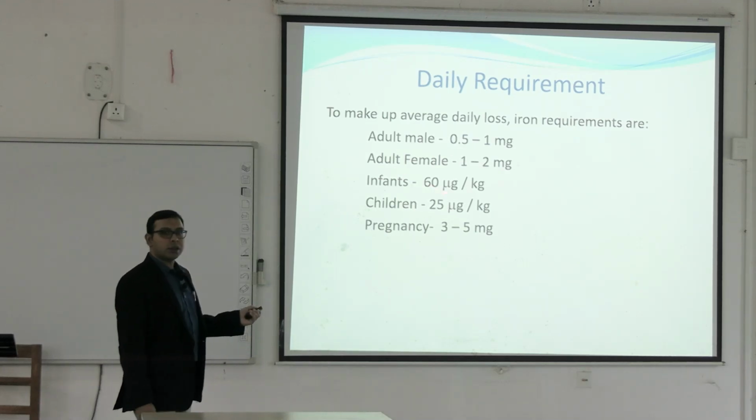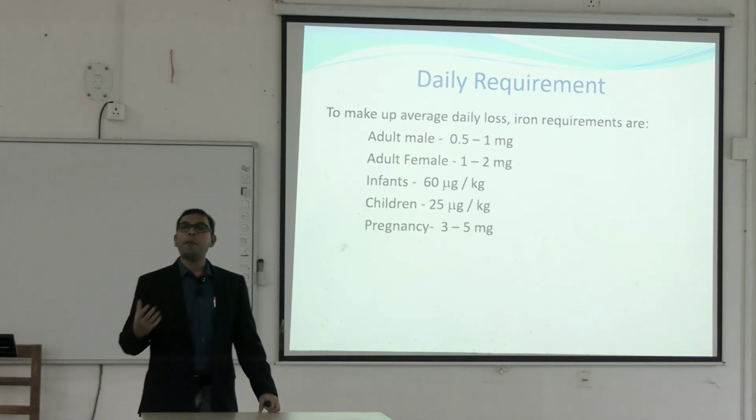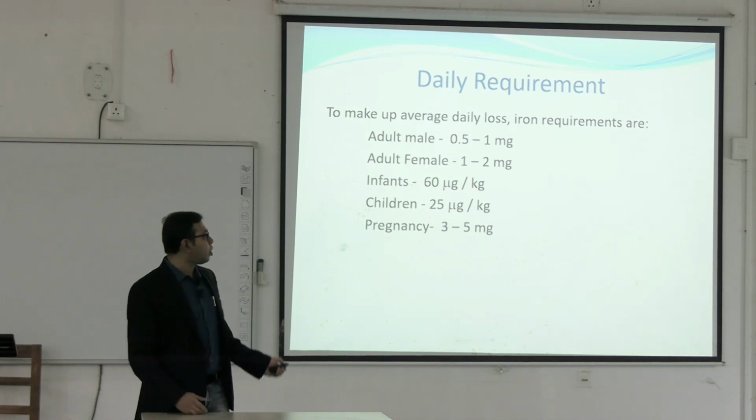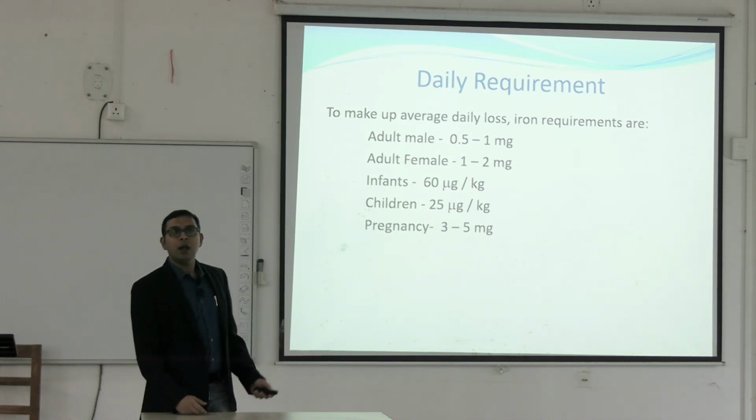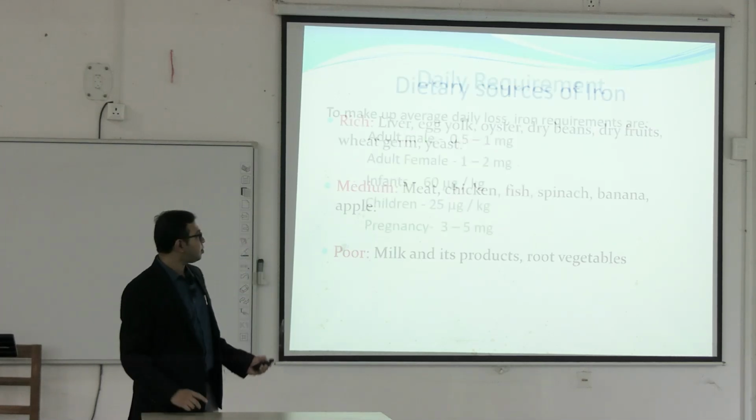In infants 60 microgram per kg, in children 25 microgram per kg, and in pregnancy a much larger amount of iron is needed, approximately 3 to 5 milligram. That's why usually in pregnancy iron replenishment is done irrespective of the presence of anemia or not.